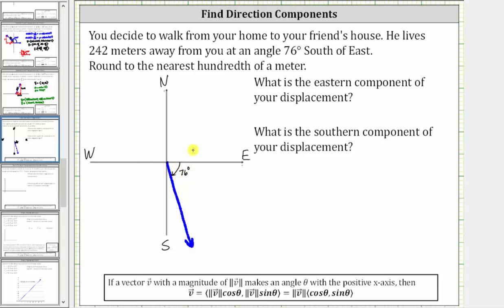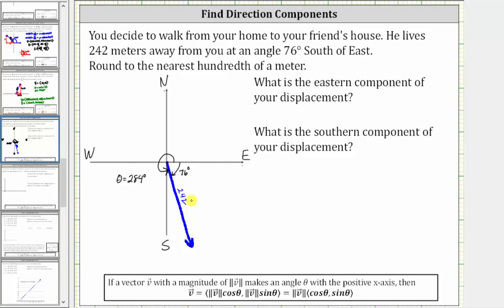However, when we're talking about the direction of a vector, we always measure the direction from the positive x-axis rotating counterclockwise. And therefore the direction of the vector, which we call angle theta, is this angle here, which should be 360 degrees minus 76 degrees, which is 284 degrees. So the angle theta for our vector is equal to 284 degrees. And because the distance is 242 meters from your home to your friend's home, the magnitude or length of the vector is 242.